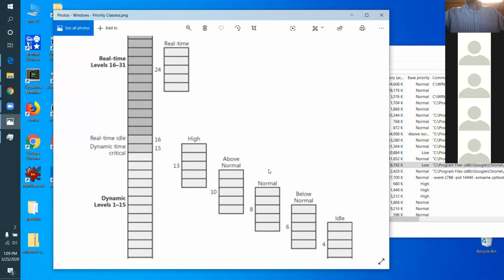A new process in this band would start at priority 6. If he used up his time quantum, he gets lowered to priority 7. If he uses up his time quantum again, he gets lowered to 8. Again, he gets lowered to 9. Again, he gets lowered to 10, and he stays there. If he uses up his time quantum, he stays in 10. Okay? But if he doesn't use up his time quantum, he gets boosted back up to here.